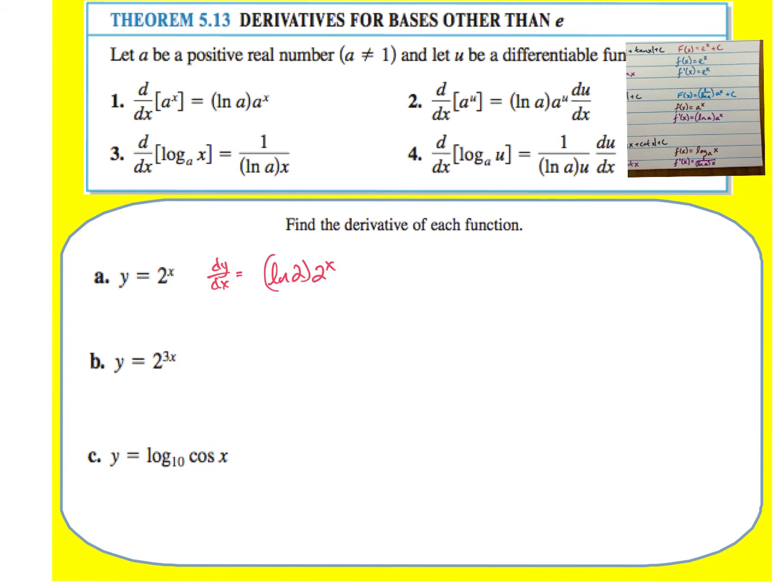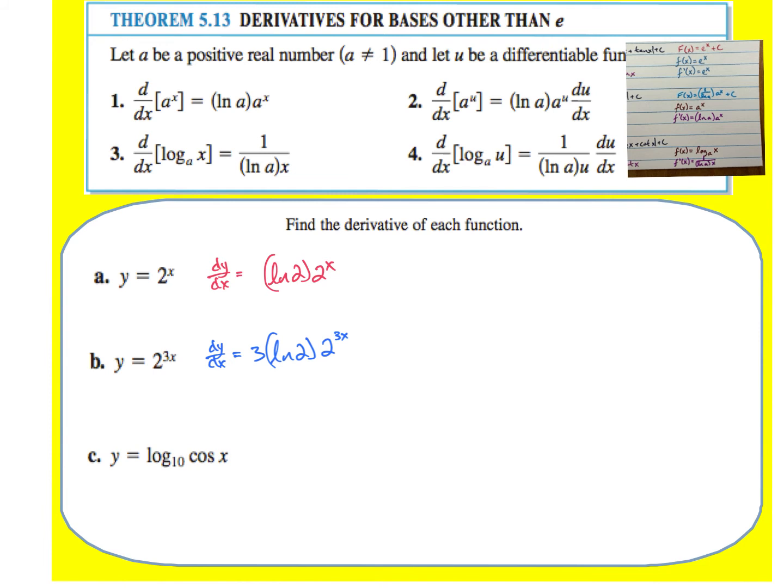I have y equals 2 to the power of 3x now. So how do I tell that I'm taking a derivative? dy/dx is equal to natural log of 2, and then 2 to the power of 3x. What rule can we never forget, though? The chain rule. So what's going to pop out? 3. Full 3. So now I have a 3 natural log of 2 times 2 to the power of 3x.